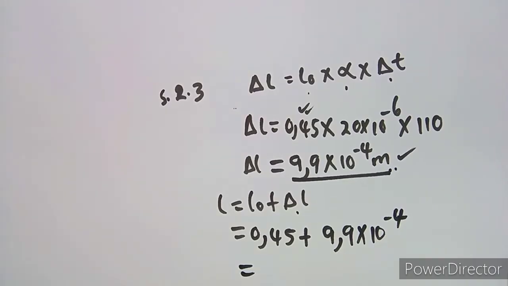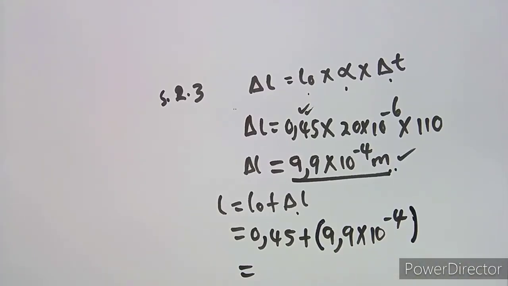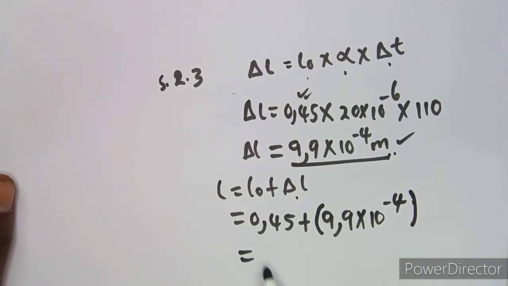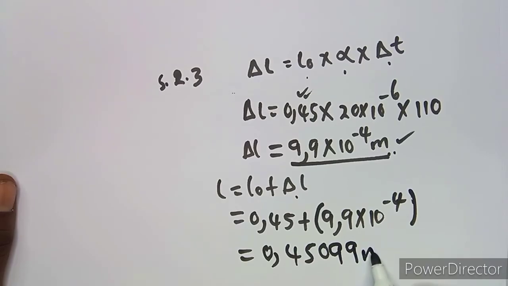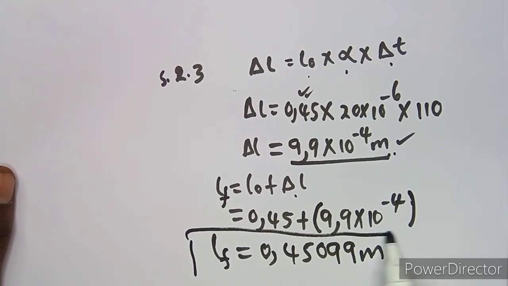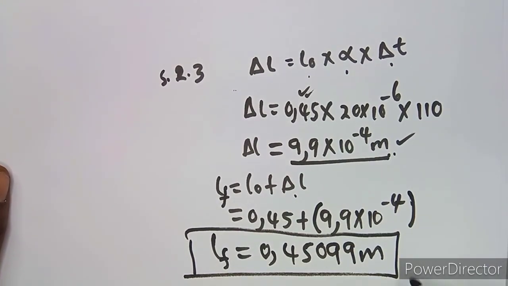Okay, so combining these two numbers, you can just put them in a bracket so that you know that it's one thing. This is what you're going to obtain. It's going to be a decimal, like 0.45099 meters. So this is now your final length, you can just write it as LF to represent the final length, which is the length at 120 degrees Celsius.